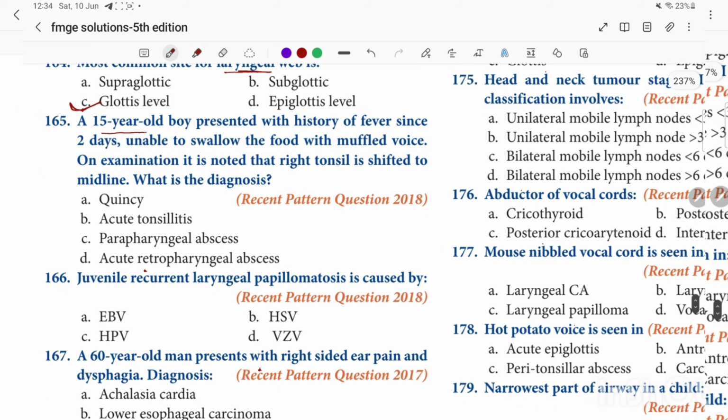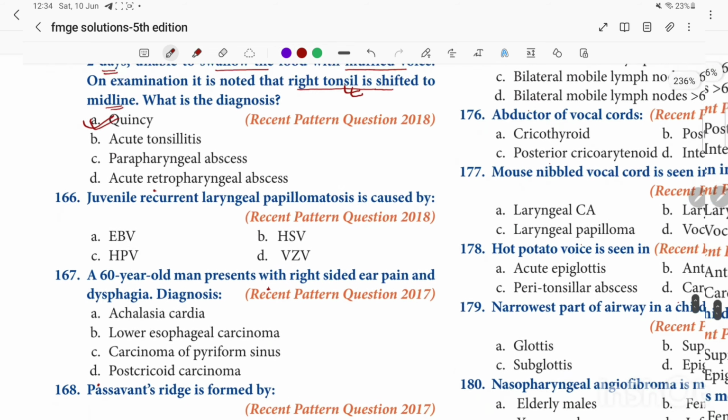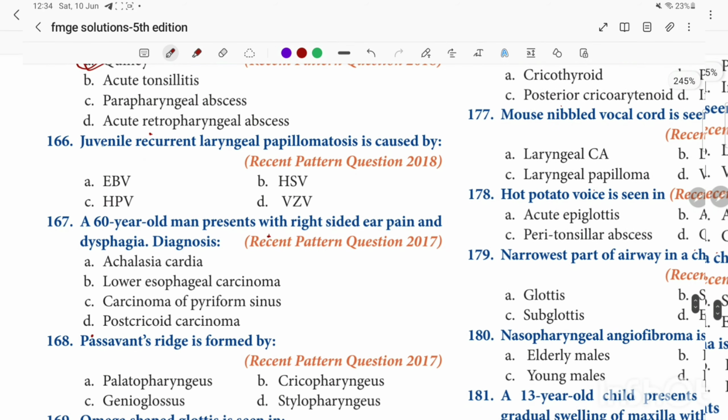A 15-year-old boy presents with fever since 2 days, unable to swallow food, muffled voice, and on examination the right tonsil is shifted to the midline. So the tonsil is deviated, think quinsy. Juvenile recurrent laryngeal papillomatosis is caused by the human papilloma virus.